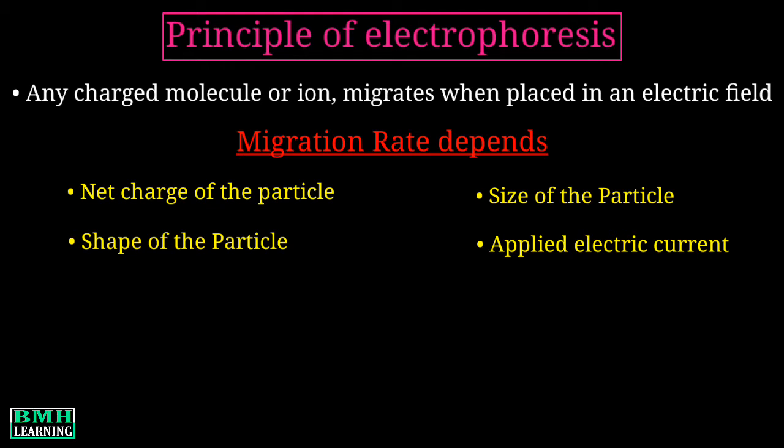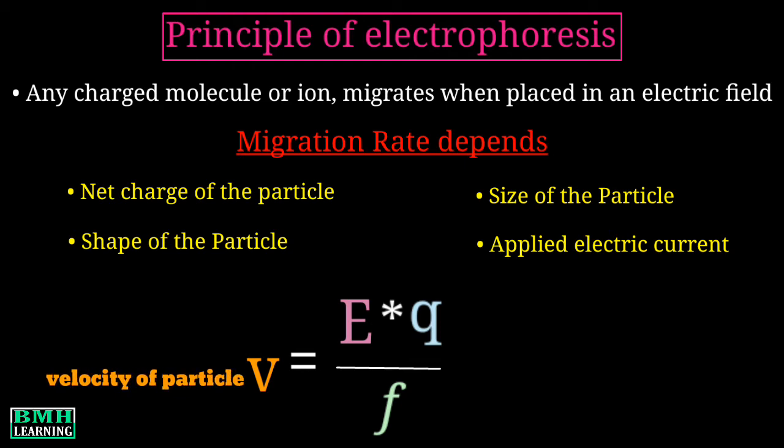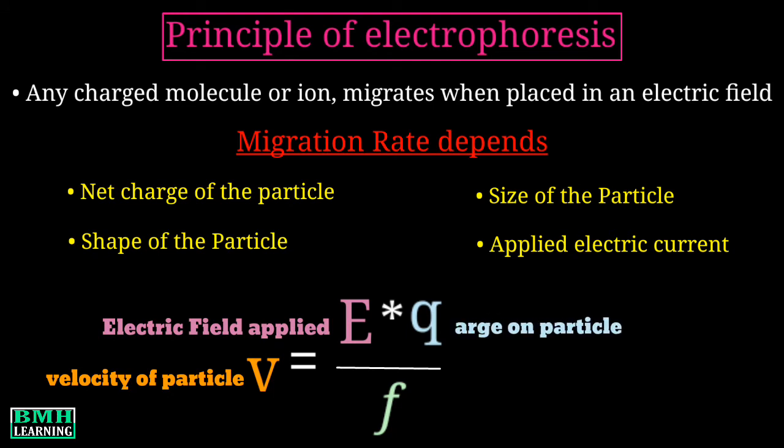The principle can be represented in the form of the following equation. It implies the velocity of the particle v is equal to the product of E and Q, which is nothing but the electric field applied and the charge on the particle. The value which we get from the multiplication of E and Q is divided by the frictional coefficient.